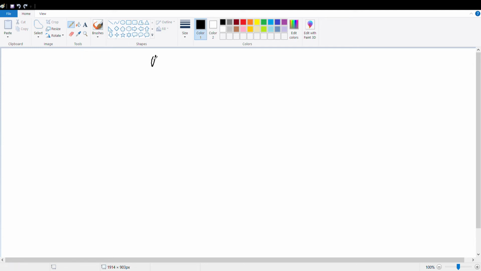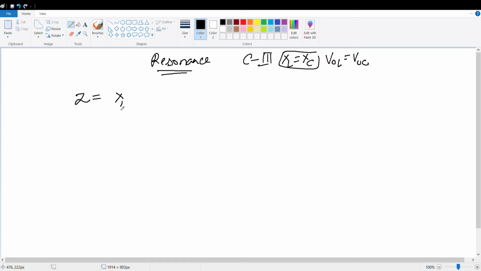Okay, so today we will go to resonance. Resonance is a special case of case 3 where XL equal to XC or V naught L equal to V naught C. Yes or no? Yes, sir. So the voltage across the inductor and the voltage across the capacitor are same. So what will be your Z? Your Z will be the square root of (XL minus XC) whole square plus R square. So obviously when XL becomes XC, this component will become 0.